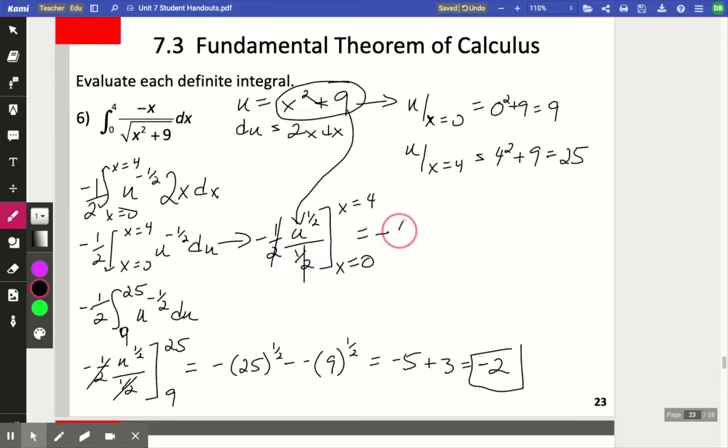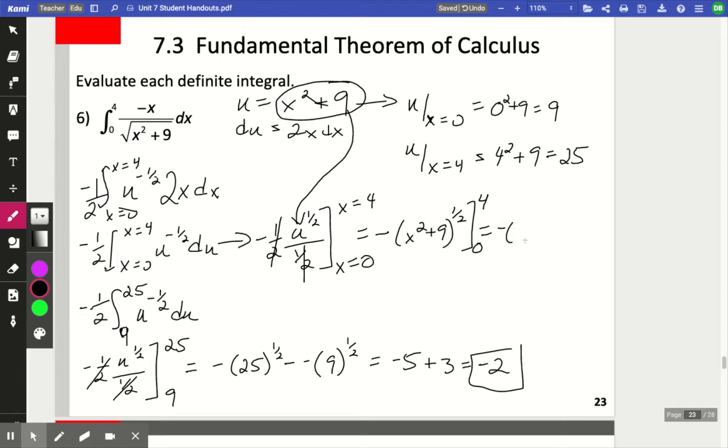And so I'm left with negative, and then I have x squared plus 9 to the 1/2 power, and then from 0 to 4. Now notice how I drop the x equals because now x is the variable in the problem. All right, and so then I'm going to plug that in.